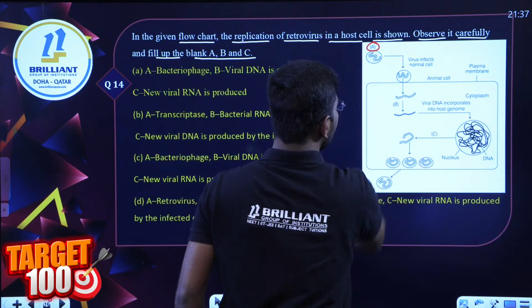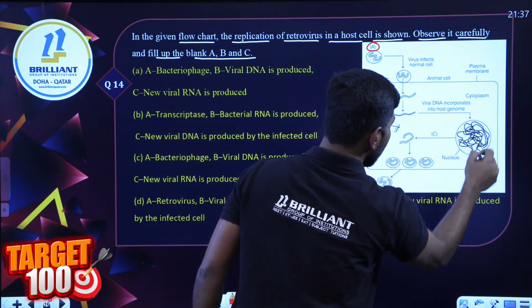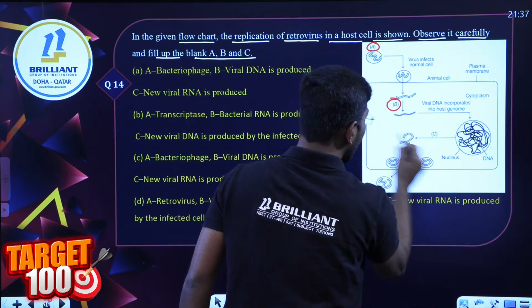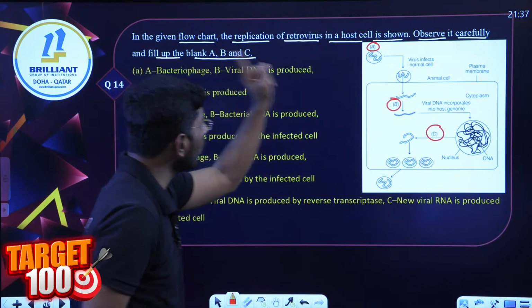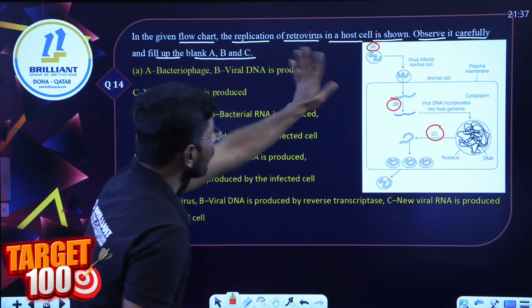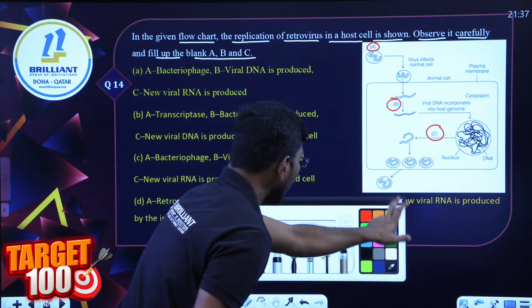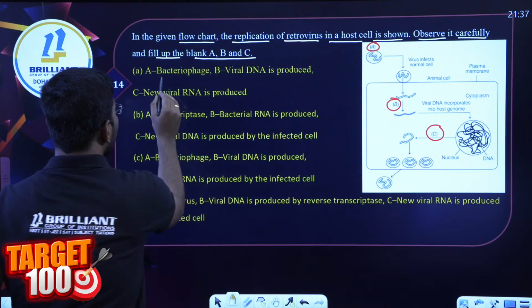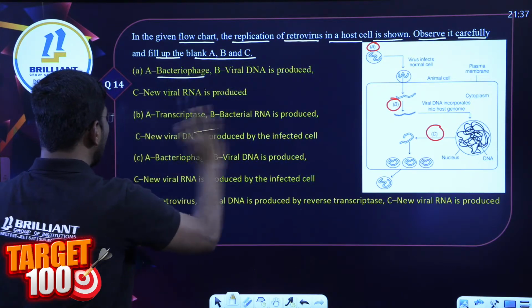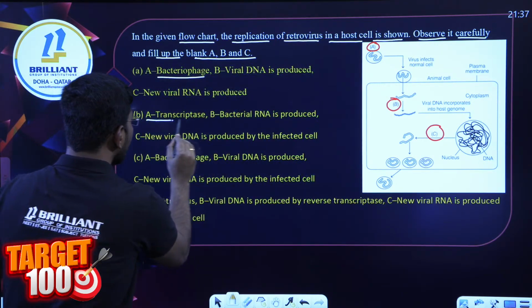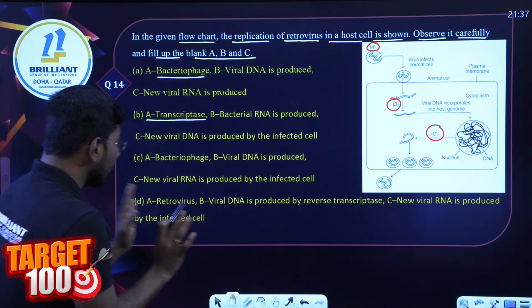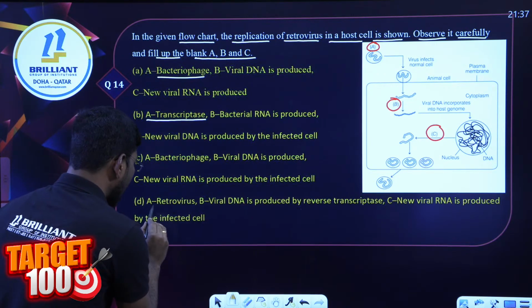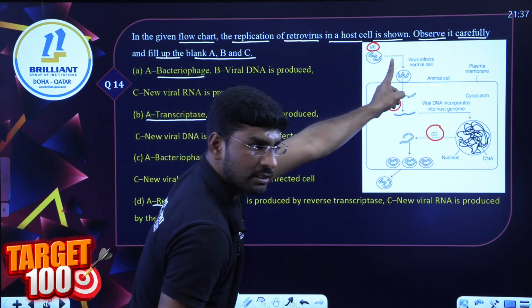A is this one. B, where is B? B is here and C is here. Carefully answer me. What is A? A is retrovirus, HIV virus, right? So I'm picking the answer. A, bacteriophage, leave it. Wherever the bacteriophage is, leave it. A, transcriptase, leave it. It's not there. So we got an answer here, option D, but we have to check whether it is correct or not. A, retrovirus, HIV virus. Done.